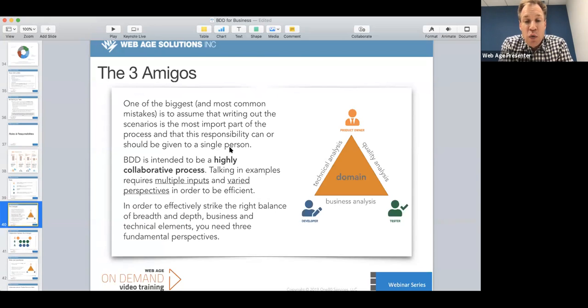Okay, so when we start talking about behavior-driven development and we start writing behavior-driven tests as actual examples, we want to include all three of these roles at some point on writing those tests. Why do you think we want to have a collaborative effort to write behavior-driven tests? Why would we want to include three roles instead of just the one role for the product owner like we've done in the past?